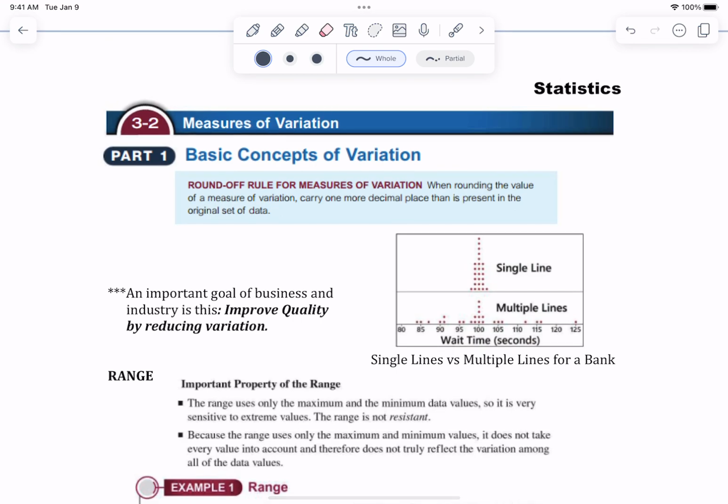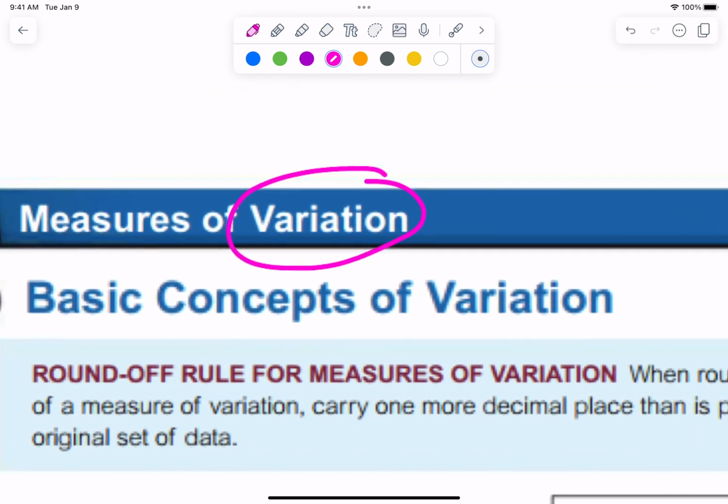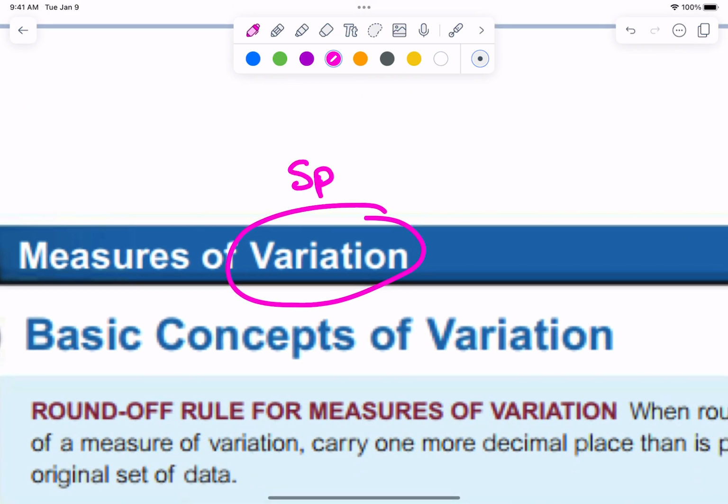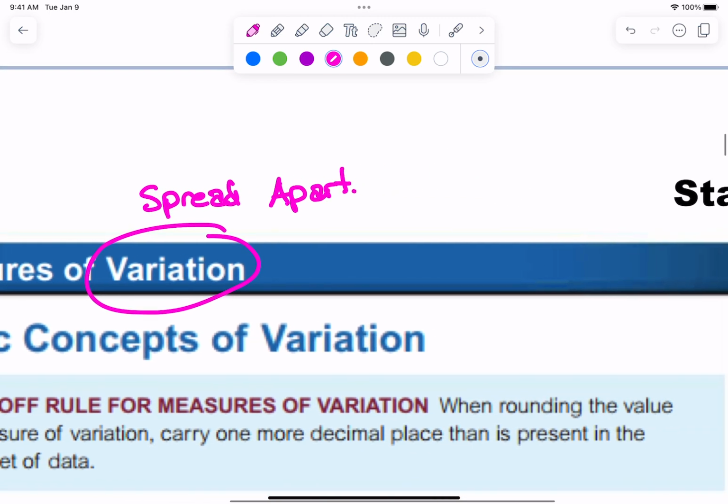Okay, in the last section, we did mean, median, mode, and mid-range. We skipped range because range is an important part of variation. It's how a data set varies, okay? Variation is how spread apart the data is. Another way of thinking of that is how far apart your data set is, how spread apart it is, okay? So let me give you an example.